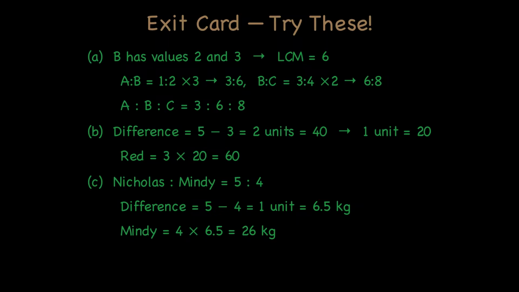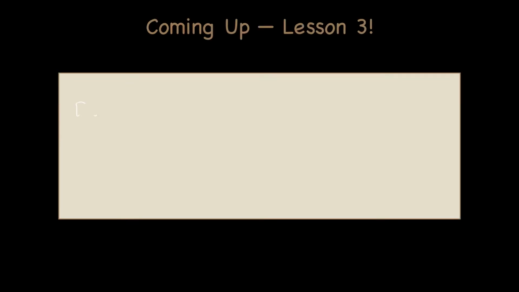For C, Nicholas to Mindy is 5 to 4. The difference is 1 unit equaling 6.5 kilograms. Mindy equals 4 times 6.5, which is 26 kilograms. How did you do? That's everything for Lesson 2.